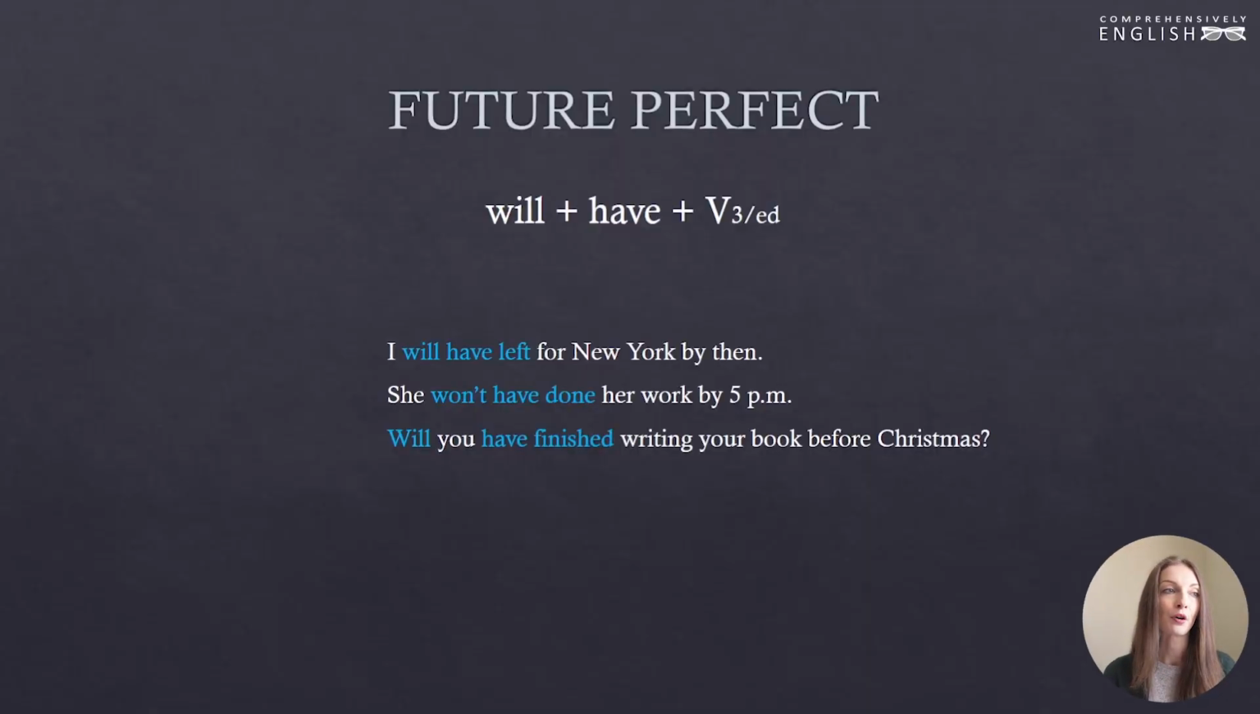The next tense we'll be talking about today is the future perfect tense. It's a very useful tense for business communication, especially for written communication. If you want to be precise about something that will happen in the future or has to happen in the future, this is a tense that you might want to use. We form the future perfect tense with the help of the auxiliary verbs will and have, and the main verb in the third form or with the ending ed.